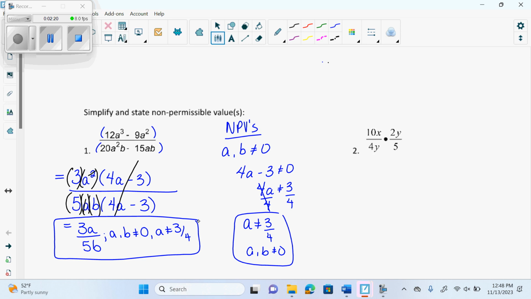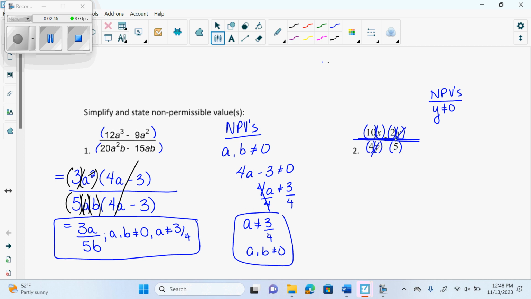Okay, number 2 is monomials all over the place. So I have a 10, I have an x, I have a 4, I have a y, I have a 2, I have a y, and I have a 5. So my denominator only has y can't equal 0 for my restrictions or my NPVs. And then, because it's multiplication, I can draw the line straight through. So the y cancels off the y.